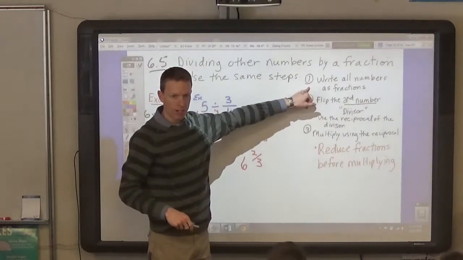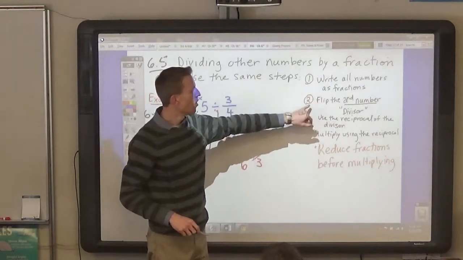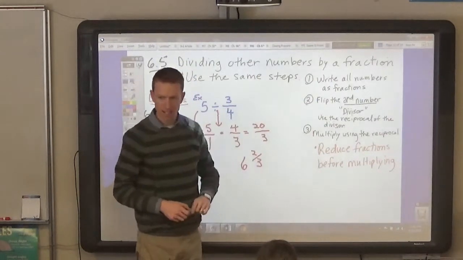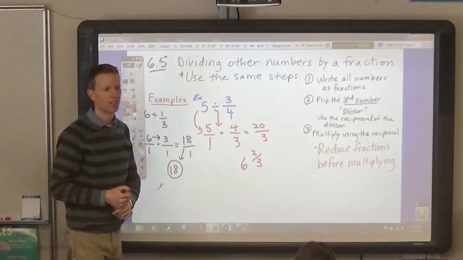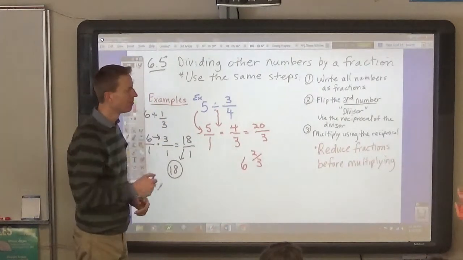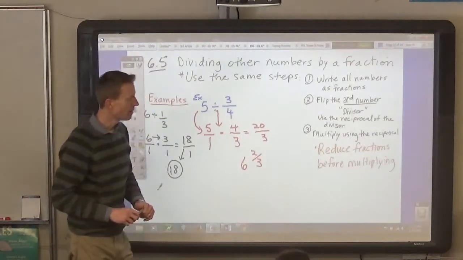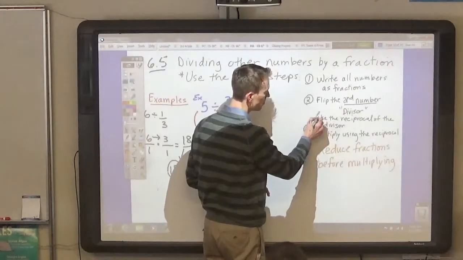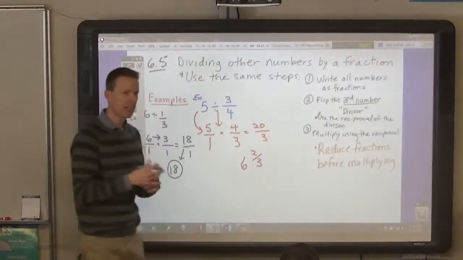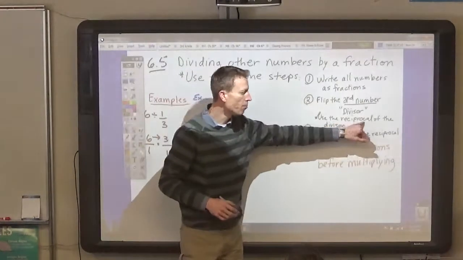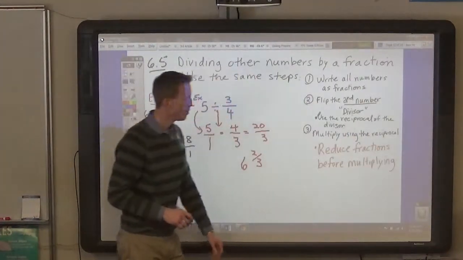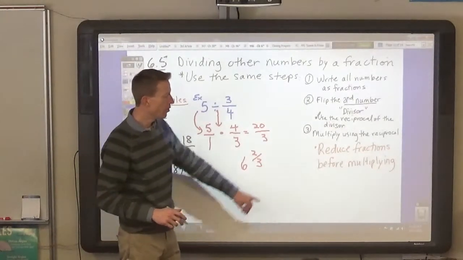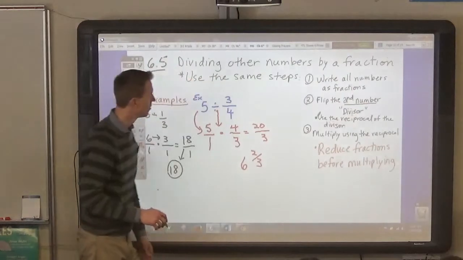Make sure all the numbers are written as fractions. You have to flip the what? Second number. What's that second number called? Nate? Divisor. The divisor, right. You have to use the reciprocal of the divisor. That's another way of saying it. Flipping the second number means you're using the reciprocal of the divisor. And then multiply. Try to reduce fractions before multiplying.